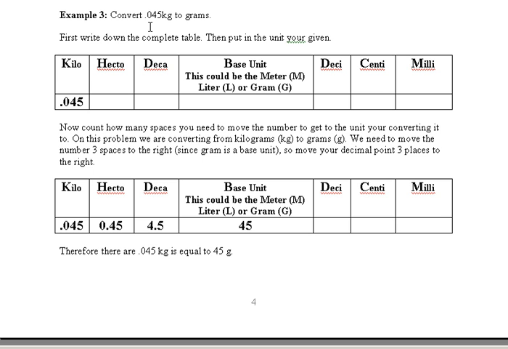Here's another problem. Convert 0.045 kilograms to grams. Okay, so we've got 0.045 kilograms, so here's my kilograms right here, and I need to convert it to grams. Grams is a base unit right here. So here's my 0.045, move it over one place, I get 0.45, move it again, 4.5, move it to the right again, 45. So 0.045 kilograms is equal to 45 grams.